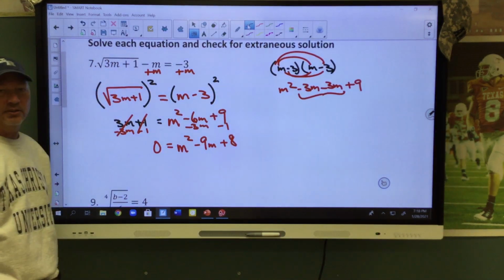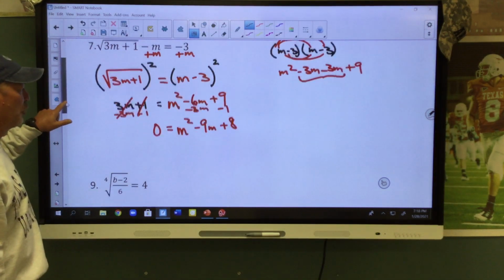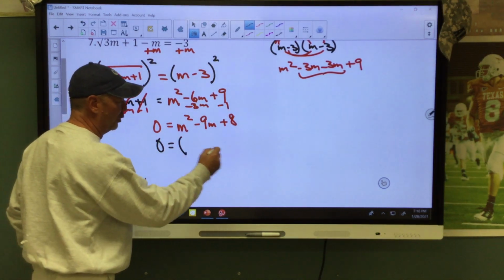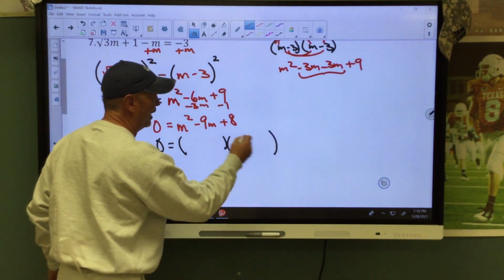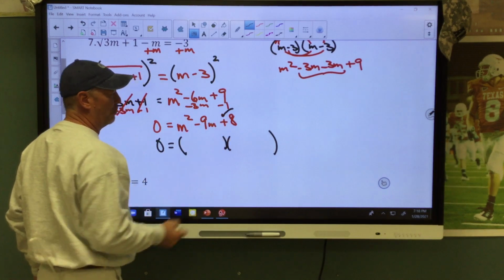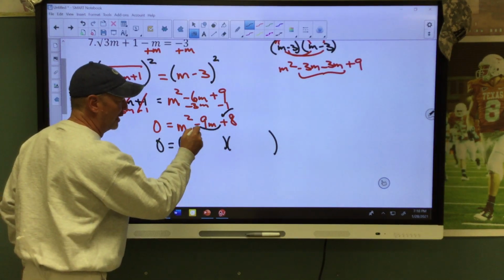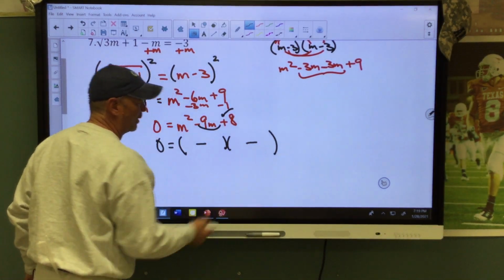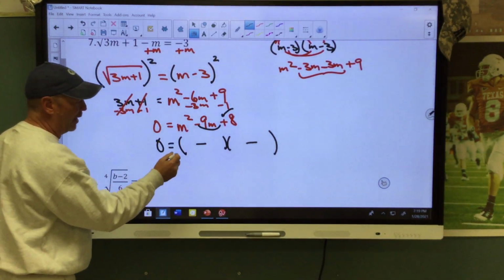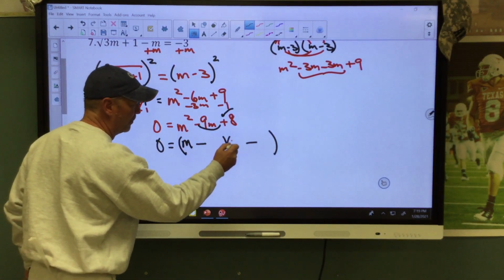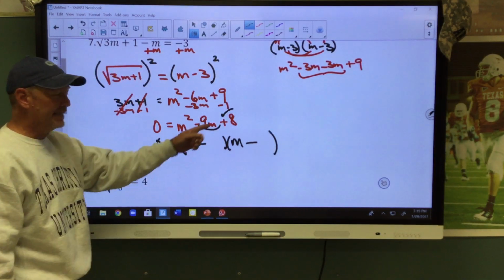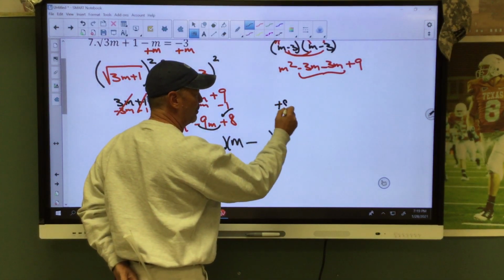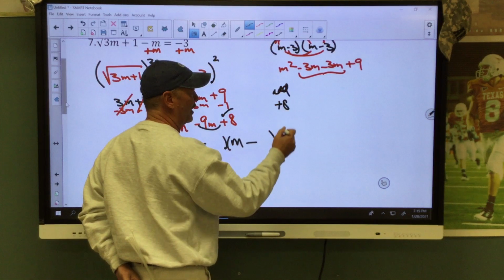We need to factor this. We will factor this into two parentheses, okay? So we're going to get 0 equals our two parentheses. This tells me that my signs will be the same. This tells me that they're both going to be minuses. We're going to break down m squared as m times m. And then our 8, okay, this is a positive 8, which means we're going to add to find my combination.